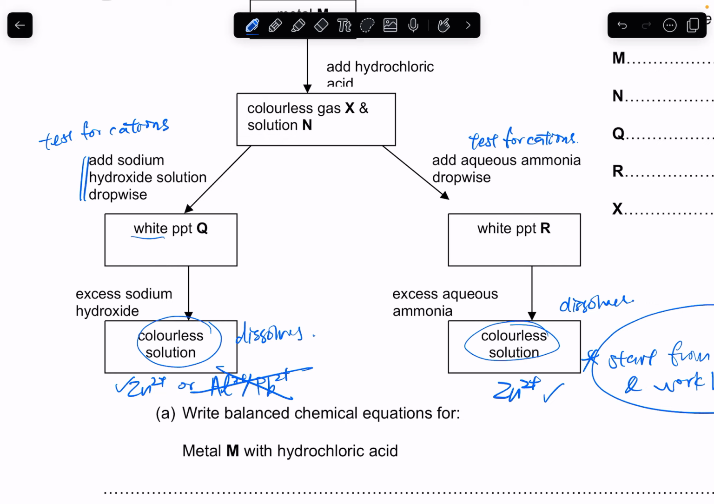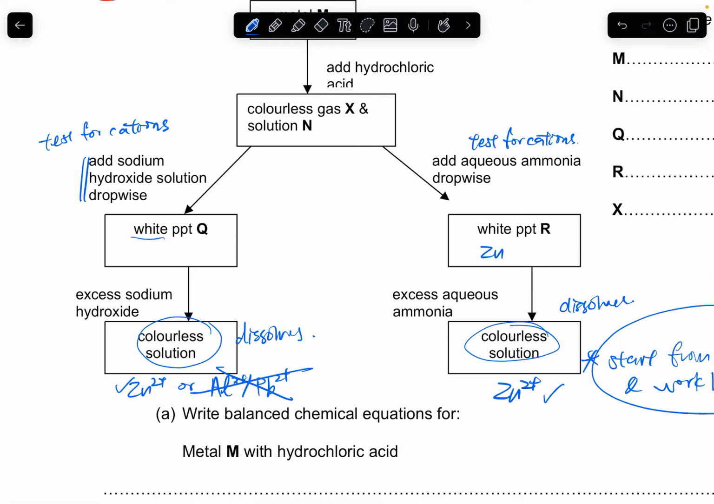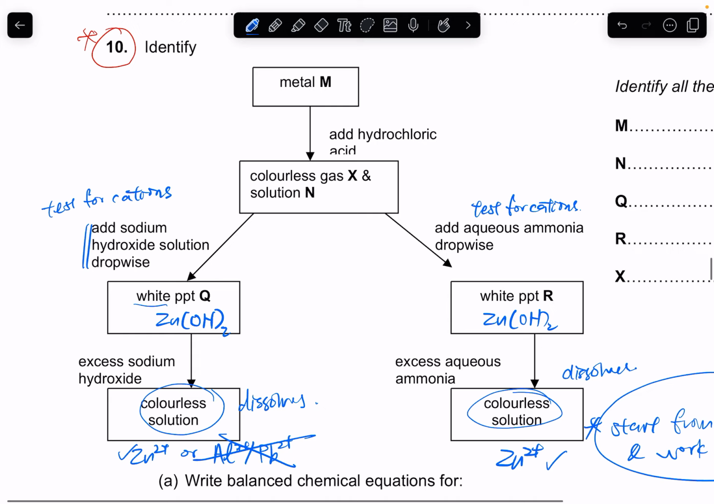Okay, work backwards. What is this precipitate that was formed? Remember that the test for cations is the addition of alkalis to form metal hydroxides. So this will be zinc hydroxide. Same for here. Then working backwards, to form zinc hydroxide, the hydroxide is given from the alkali, right? Then the zinc must come from somewhere. So that tells me solution N contains Zn2+. For me to have a Zn2+ solution, my metal M must therefore be zinc.